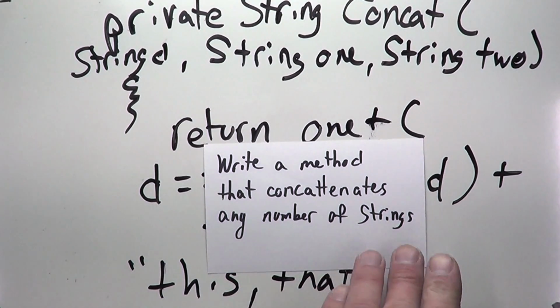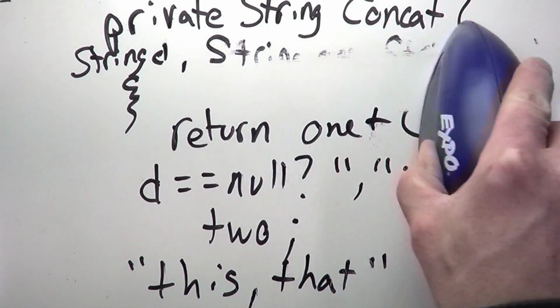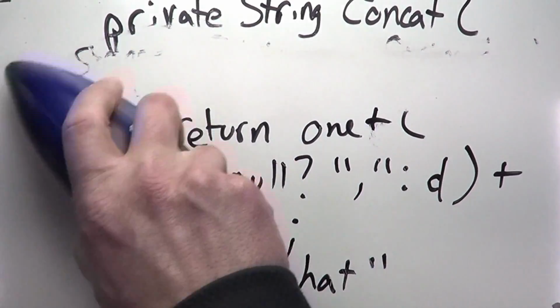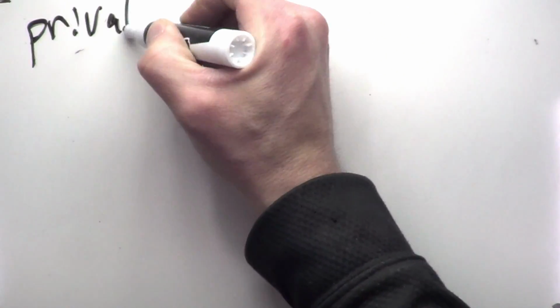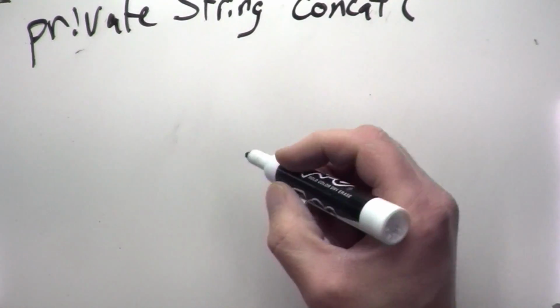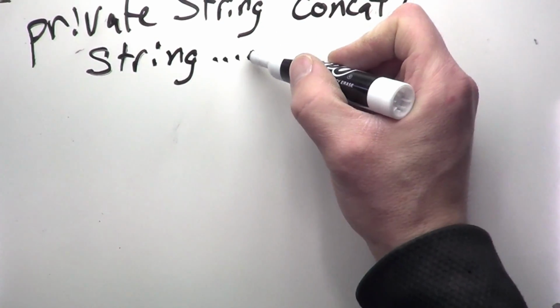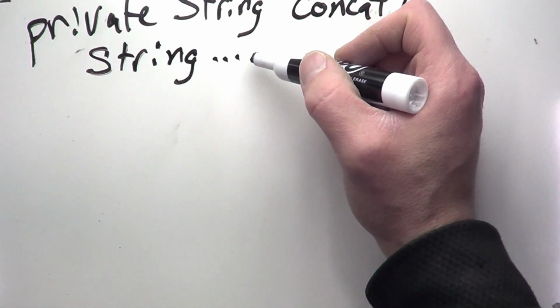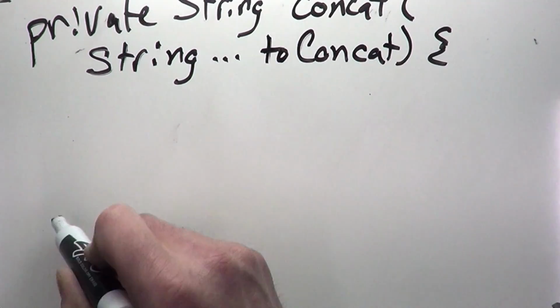Okay. You can keep a delimiter there or not, it doesn't really matter. For this one, we'll just get rid of it and rewrite the whole method just to clean it up. Okay. So let's just start again. Private string concat. This time we can pass in any number of strings, so we'll do a string ..., which is a varargs, and we'll just call it toConcat.